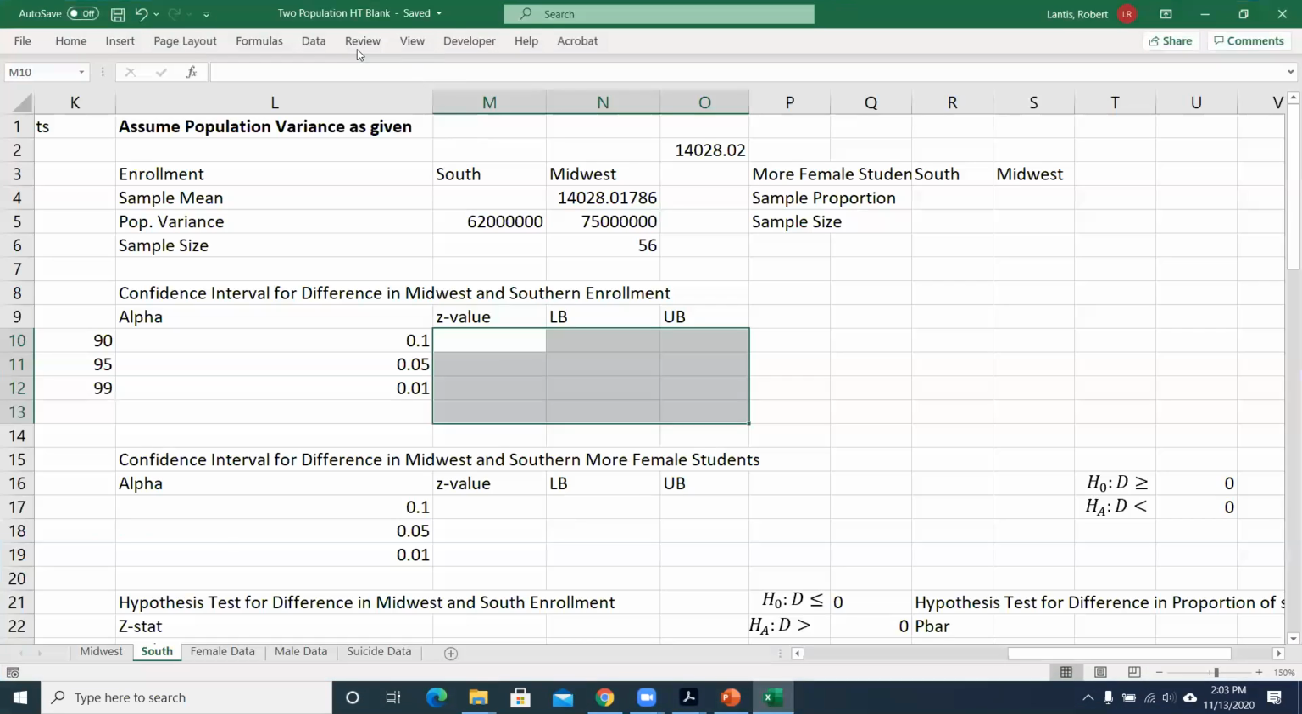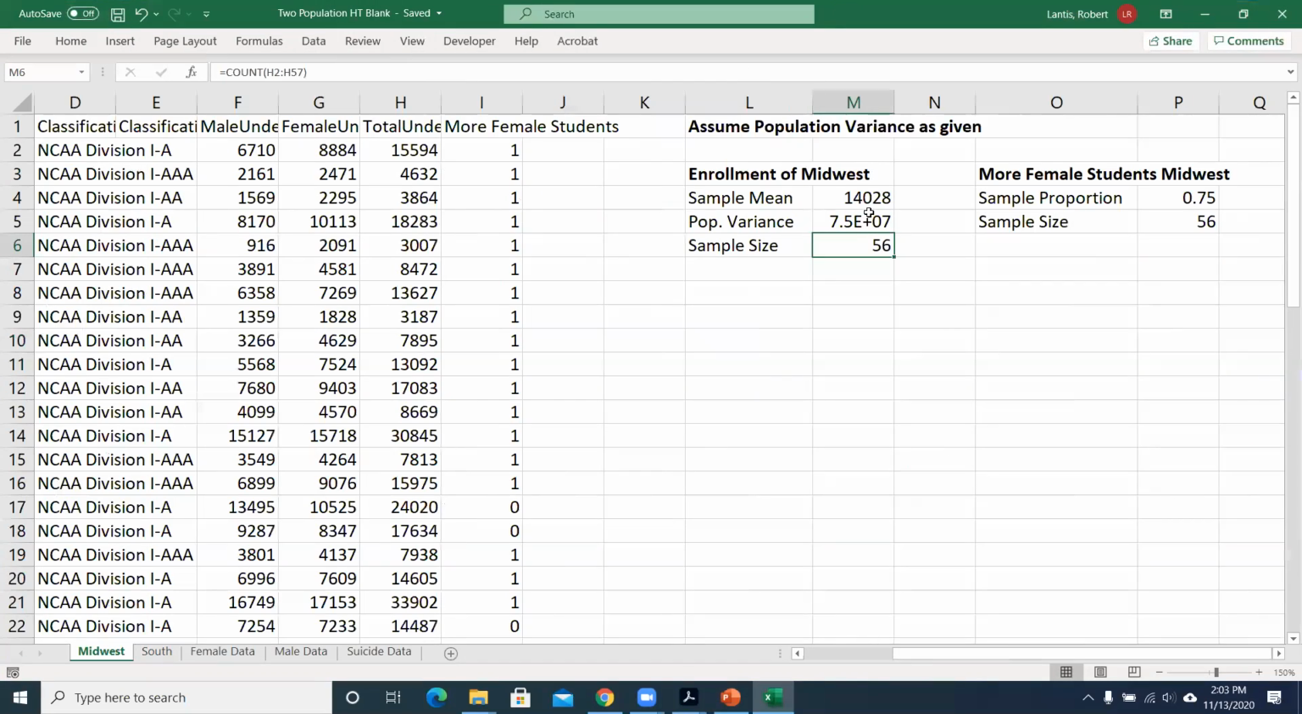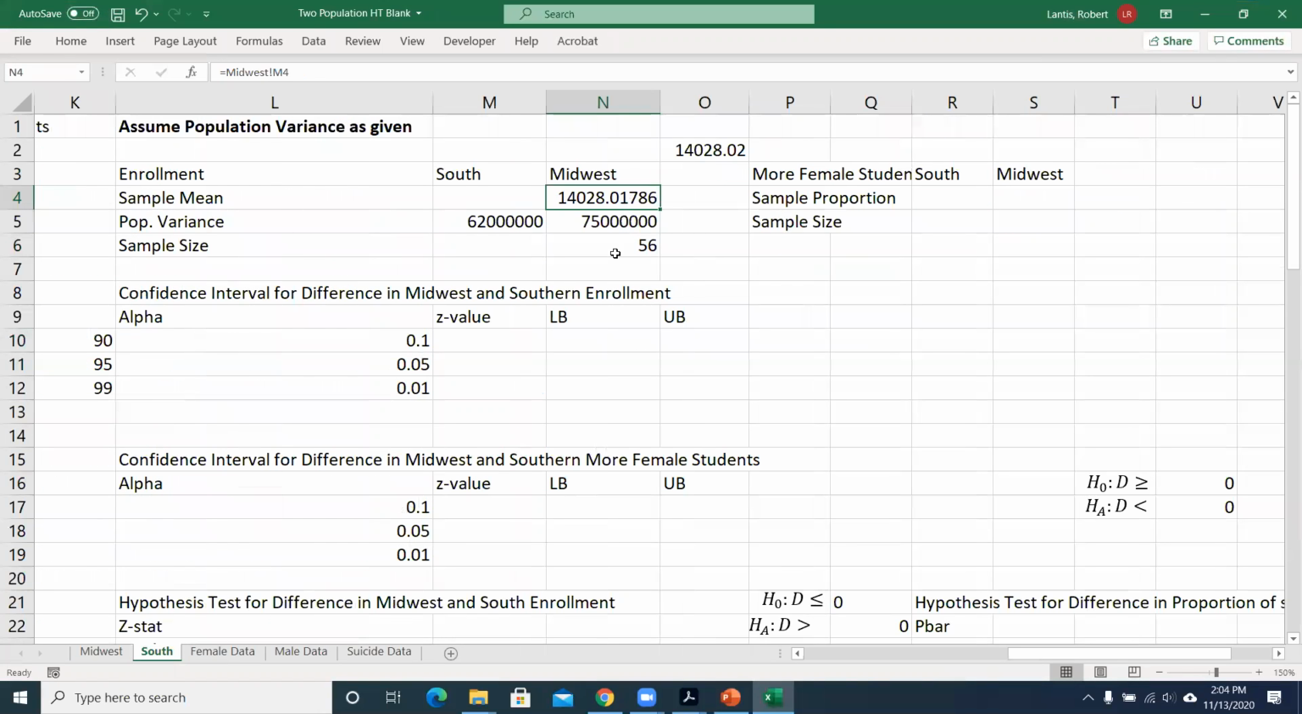So I have this 2-population HT blank file. If we start working off that, last class I showed you how you can reference the data from the Midwest here. This is a sample of Midwest universities, their total undergraduate enrollment. I just looked at what's the average enrollment at these Midwest universities. So all that data is now over here.